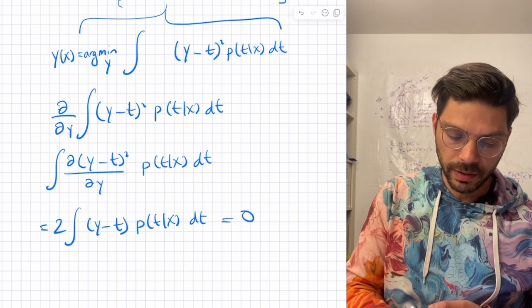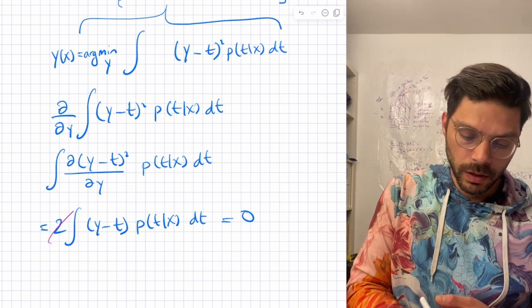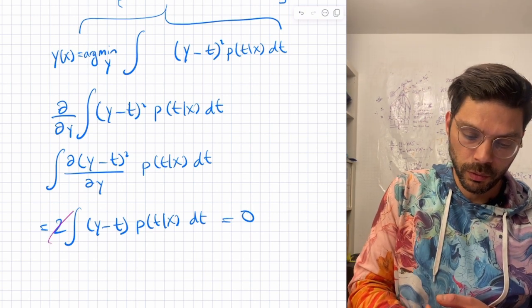Okay, so if we're doing that, then the 2 will disappear. So now we just have the remaining integral. Sorry, let me change colors here.